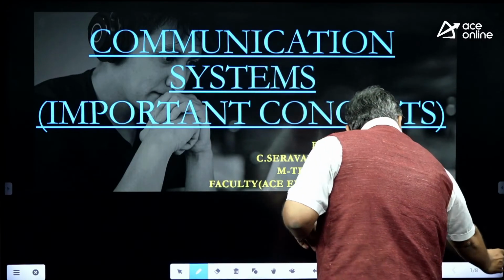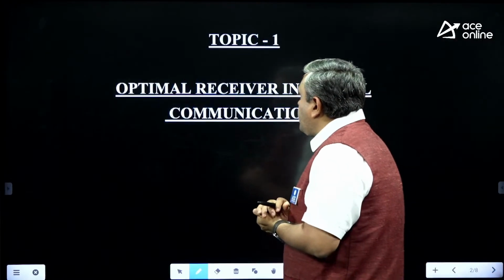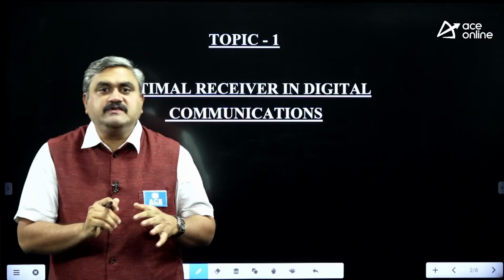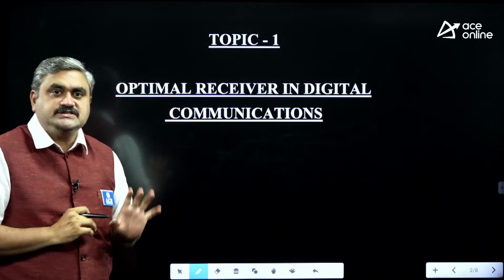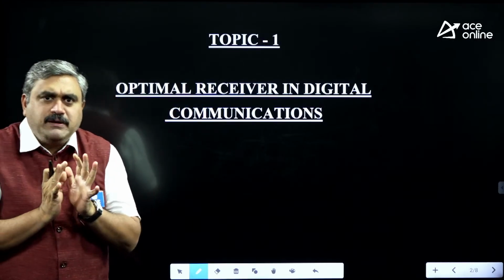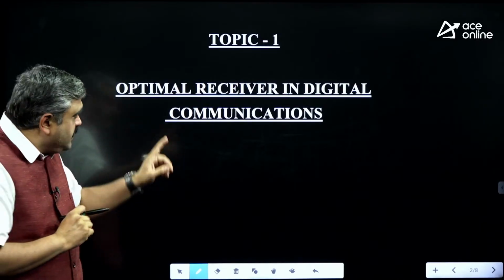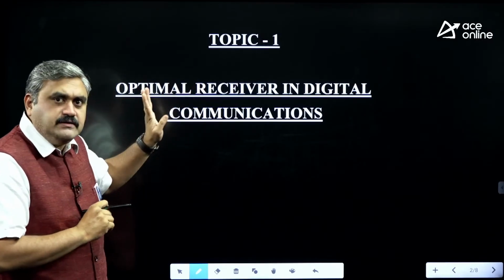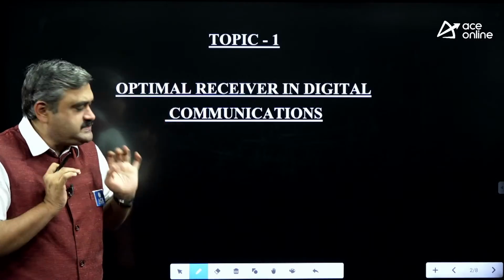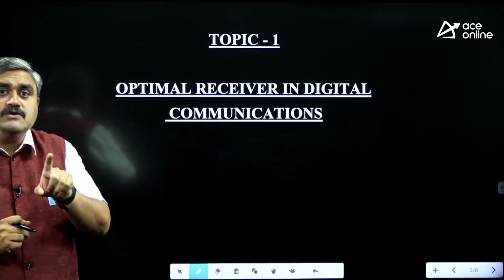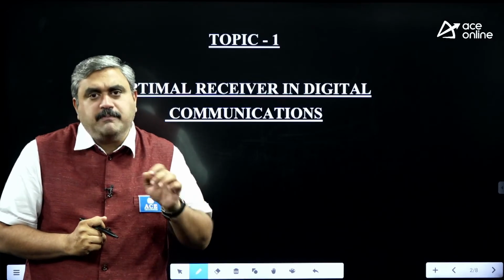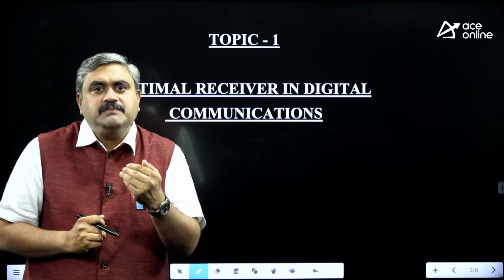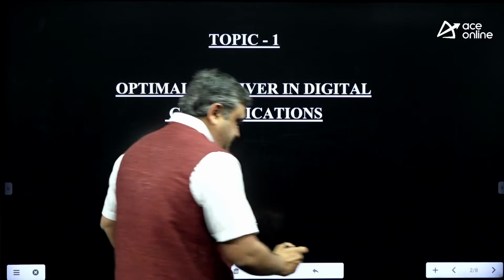Okay, right. So the first topic I am covering is optimal reception of signal, optimal receiver in digital communications. So what do you mean by this optimal receiver? First of all, because 2 words are there. We are using optimal receiver. It's a receiver which is optimized and particularly used for digital communication. So it can be used for baseband or band pass, but general discussion will be for band pass. Okay, right. Let us see that.